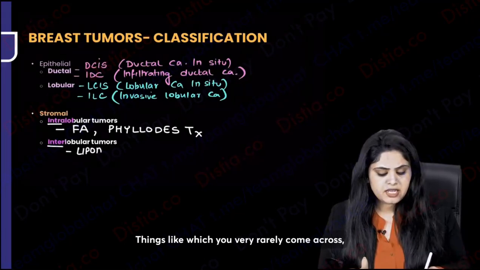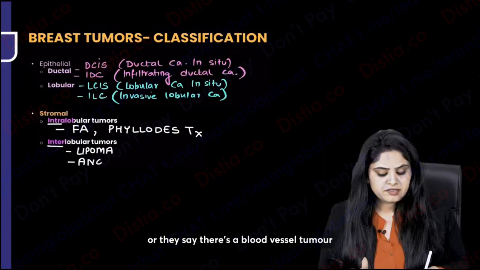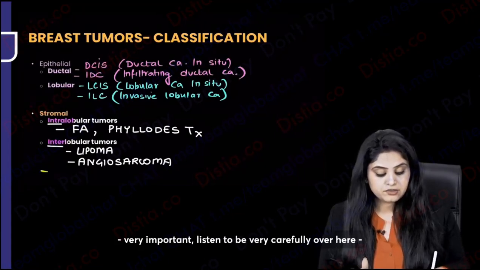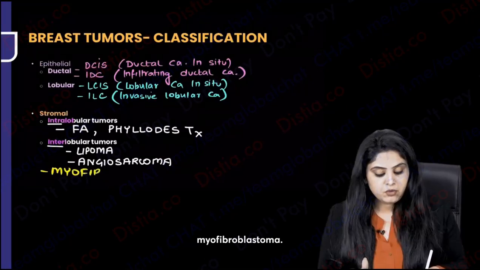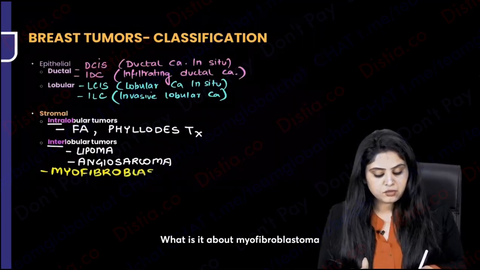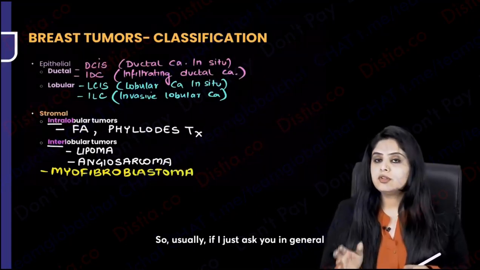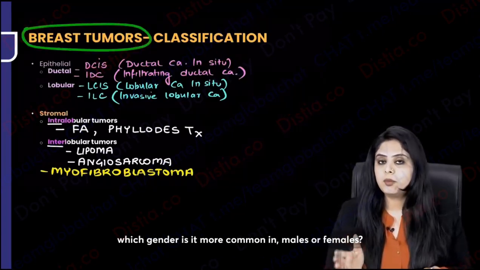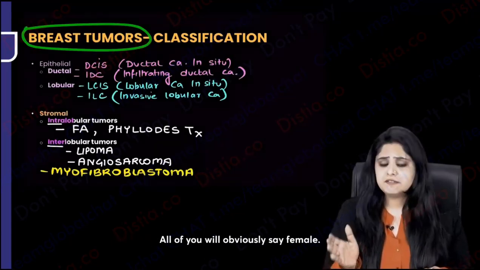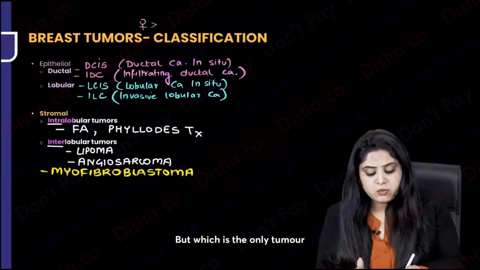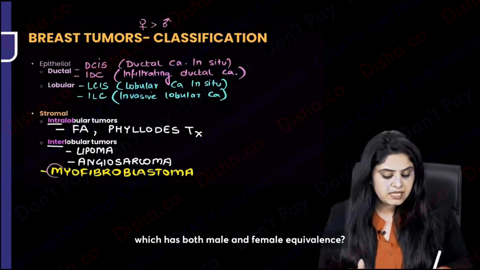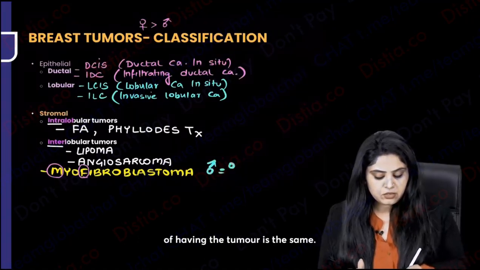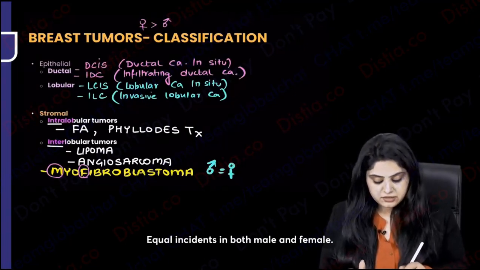Things which you very rarely come across, like a lipoma, or a blood vessel tumor, that is an angiosarcoma, or something known as, very important, listen to me very carefully over here, myofibroblastoma. What is it about myofibroblastoma that I want all of you to note? Usually if I ask you about any kind of breast tumor which gender it is more common in, males or females, all of you will obviously say females. It is more common in females, of course, right? But which is the only tumor which has both male and female equivalence, meaning the probability of having the tumor is the same? Equal incidence in both male and female.